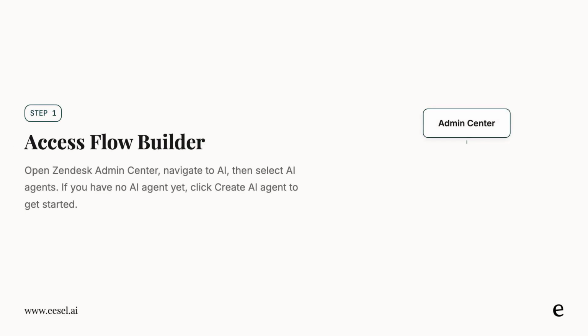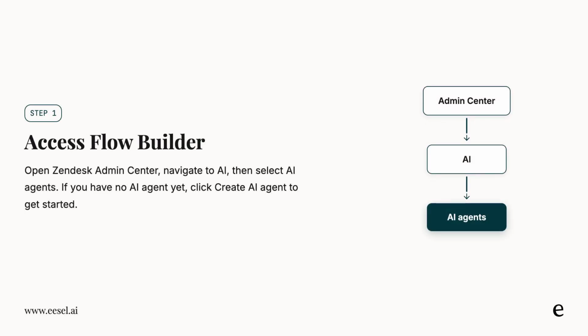Go to Admin Center, click on AI in the left sidebar, then select AI Agents. If you haven't created one yet, click Create AI Agent to get started. This is where you'll build the automated flows that power your quick reply buttons.